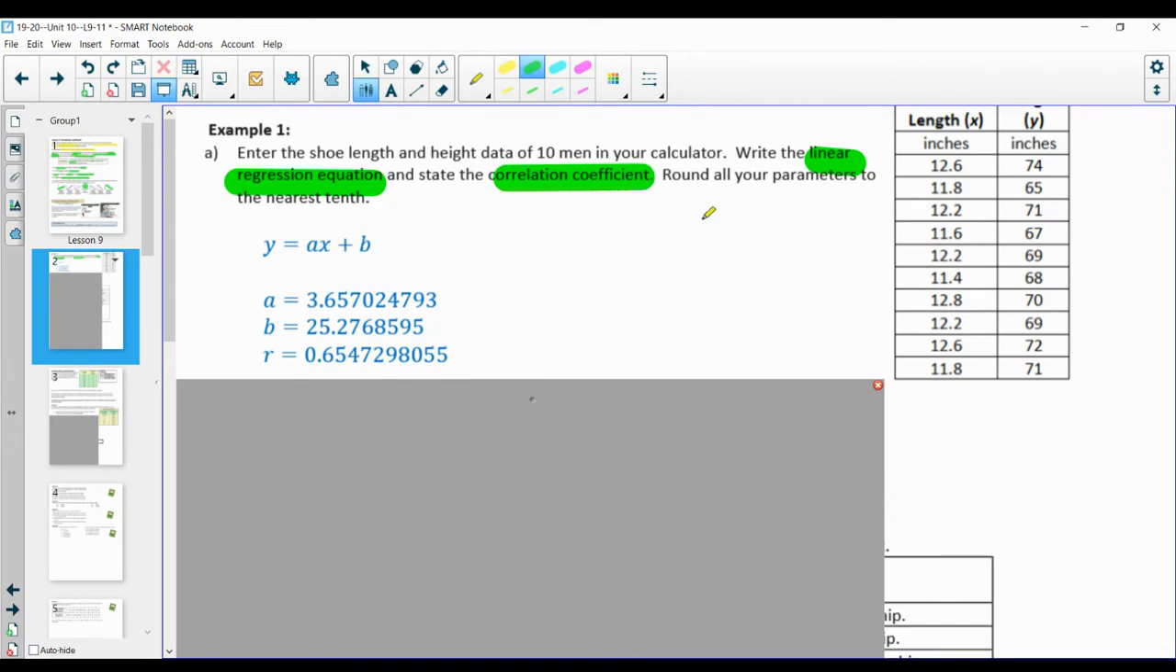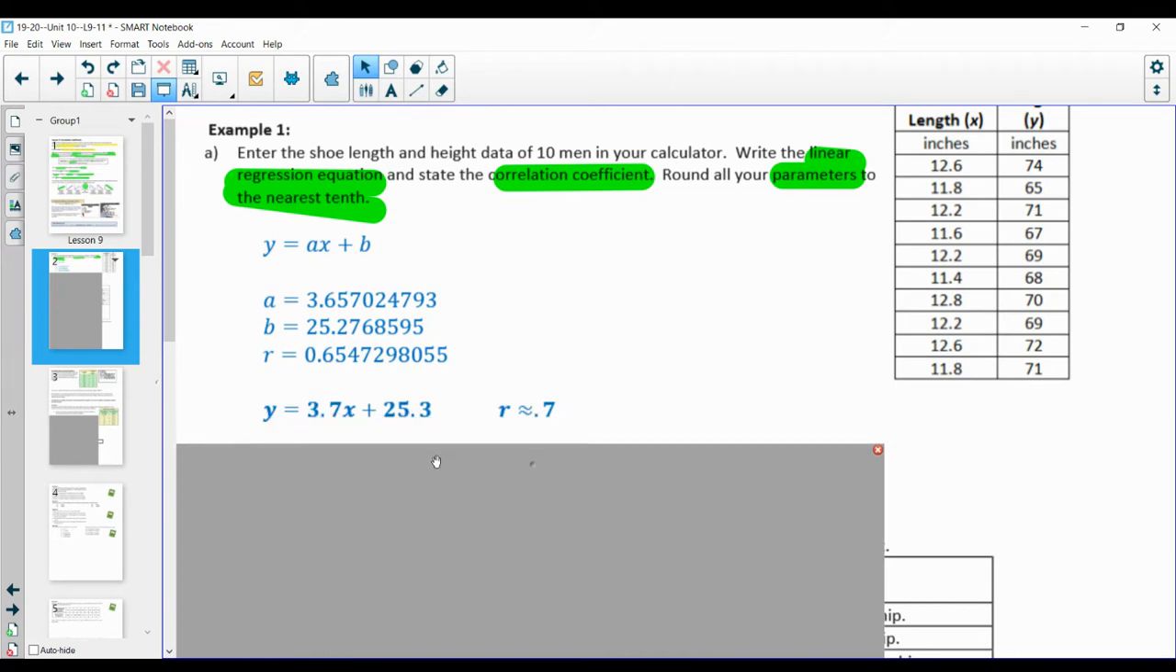And we want to round all of our parameters, or numbers, to the nearest 10th. So you're going to take your A, round it to the nearest 10th, your B to the nearest 10th, and your R. So I'd ask you to pause the video right now. Please round your values accordingly, and then continue the video after you have rounded correctly.